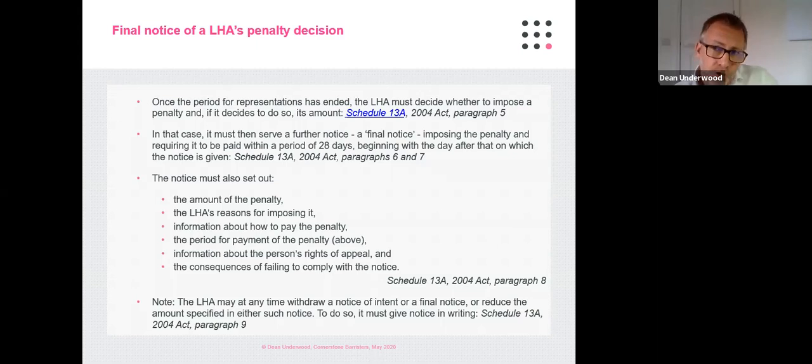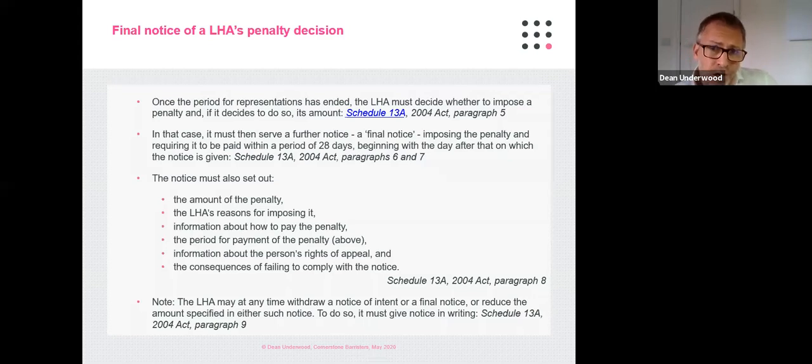And that is a notice which gives notice of the decision to impose the penalty and requires it to be paid within a period of 28 days, beginning with the day after that on which the notice is given. And again, for obvious reasons, it must comply with certain formality requirements. And so the notice must set out, according to paragraph 8 of Schedule 13A, the amount of the penalty, the reasons for imposing it, information about how to pay the penalty, the period for paying it, well, 28 days, we've already gone through that.